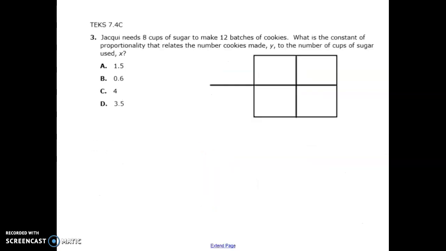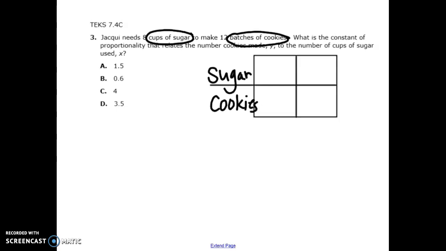For problem number 3, Jack needs 8 cups of sugar to make 12 batches of cookies. What is the constant of proportionality? And really, it's the number of cookies made, y, to the number of sugar used, x. The two things we're comparing are cups of sugar and batches of cookies. So I'm going to write sugar and cookies. So if we have 8 cups of sugar to 12 batches of cookies, I want to know the constant of proportionality.